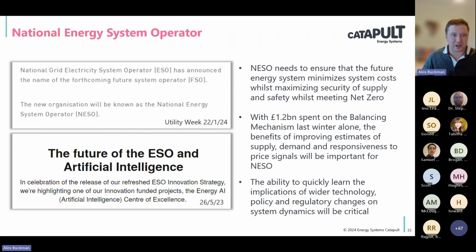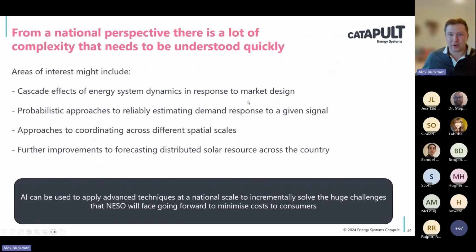And so they've recognised that artificial intelligence is likely to have a role within their control centre, and they've set up this energy AI centre of excellence, which is opportunities to work within. Areas that are of interest might include cascade effects of energy system dynamics in response to market design, probabilistic approaches to reliably estimating demand response to a given signal, approaches to coordinating across different spatial scales, and further improvements to forecasting distributed solar resource across the country. These are just examples, but there's going to be a whole range of different applications of AI that are likely to benefit NESO and others.